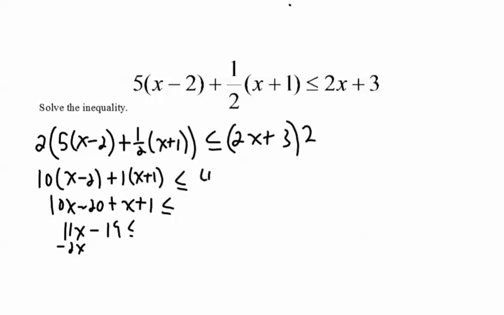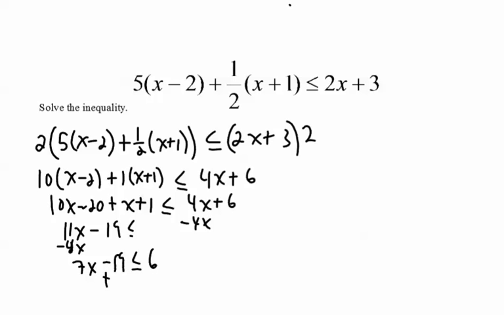So now I have 4x plus 6. Okay, so here's 4x plus 6. What I'm going to do is subtract 4x here and subtract 4x here, and that leaves me with 7x minus 19 is less than or equal to 6.